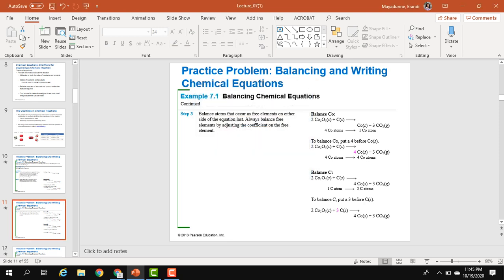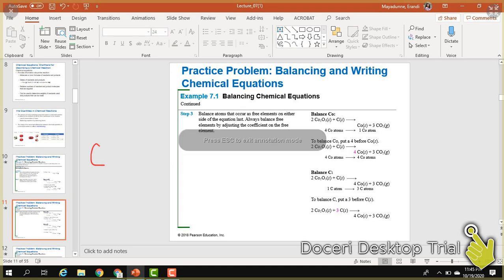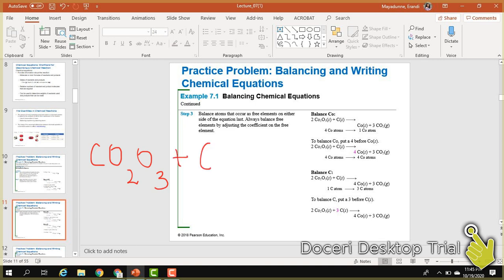So it's cobalt oxide. This slide is better, I have more space. Cobalt oxide reacting with carbon gives me products. It gives cobalt and carbon dioxide gas. So this is my reaction.